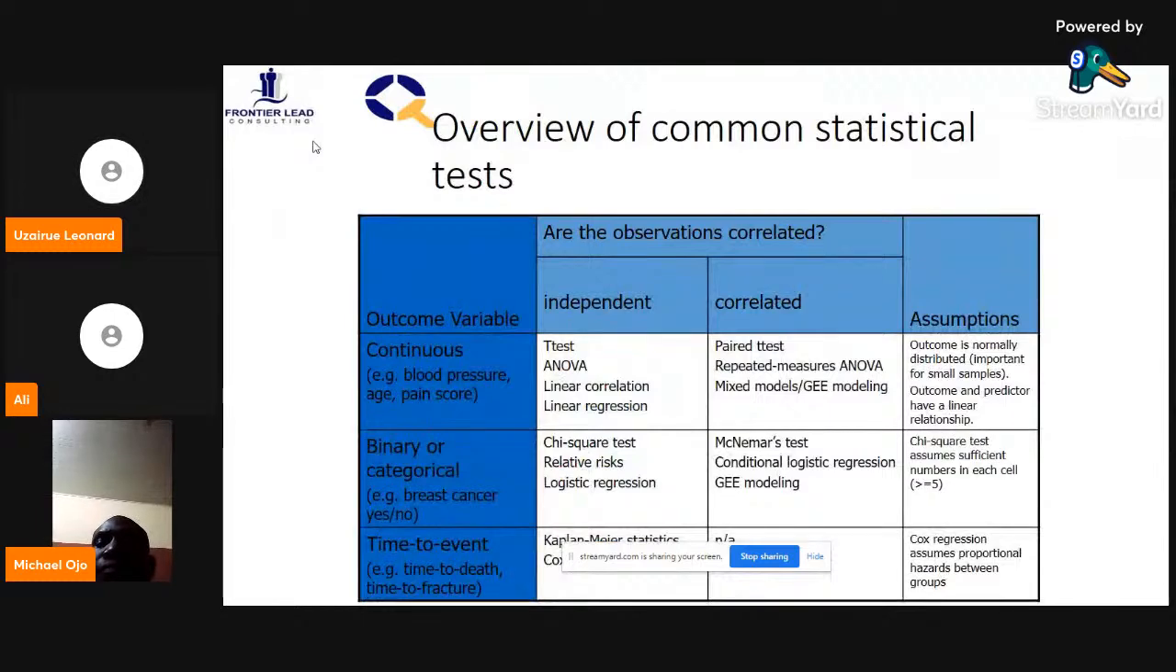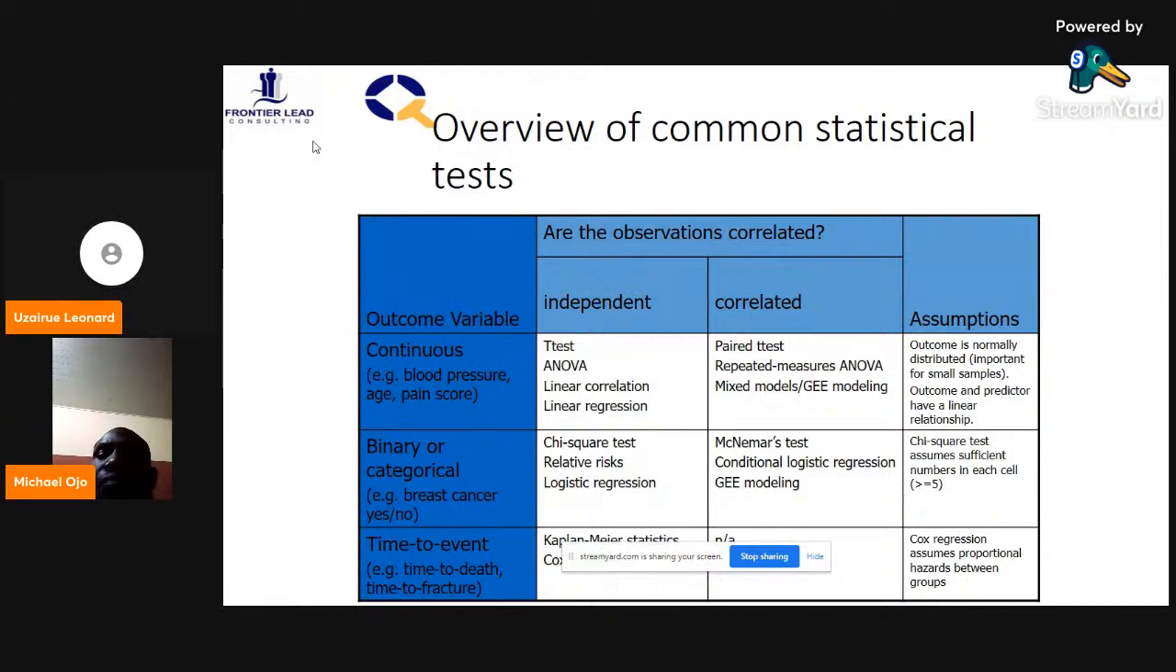Okay, we are through with this. Now, this is actually an extension of the previous slide, but this is more comprehensive. This is an example of what can be possible. You see, this is the outcome variable, and we said outcome variables are usually dependent variables.